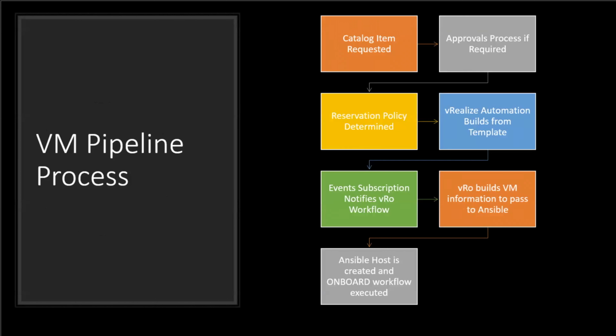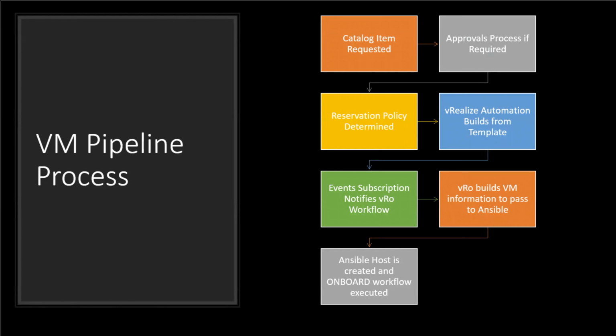Let's see. This is the VM pipeline process. The catalog item is requested from vRA. The approval process is applied in vRA if required. The reservation policy is determined. Now, the reservation policy in vRA is essentially determining where this infrastructure component is going to be placed. So via reservation policies, you can determine the placement of the requested resource, and that's how you would handle your hybrid infrastructure. You would simply create reservation policies for a cloud or a resource in a cloud that you provision to, and the same for on-prem.